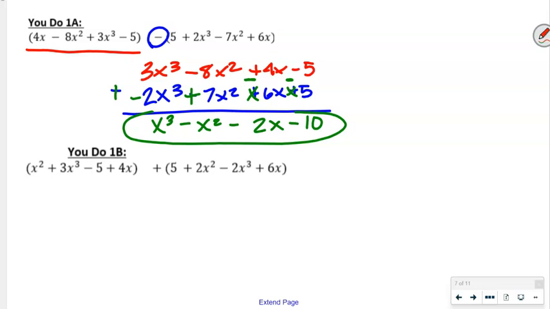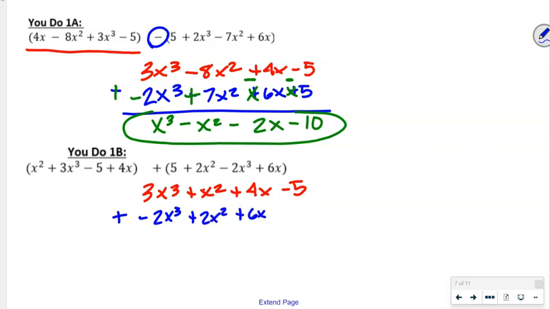Here again, we're going to write it in descending order. 3x to the third plus x squared plus 4x minus 5. Going to once again put plus out here this time, and we've got our negative 2x to the third plus our 2x squared plus our 6x plus our 5, okay?